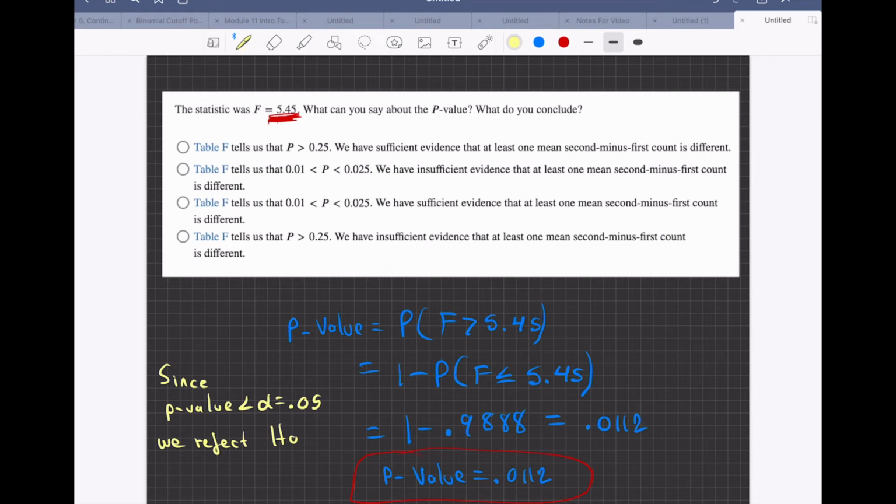So the right option here is we have sufficient evidence that at least one mean, second minus first count, is different. So I think the option is the second one. P-value between 0.01 and 0.025, that is correct. And we reject H null. So at least one mean is different.